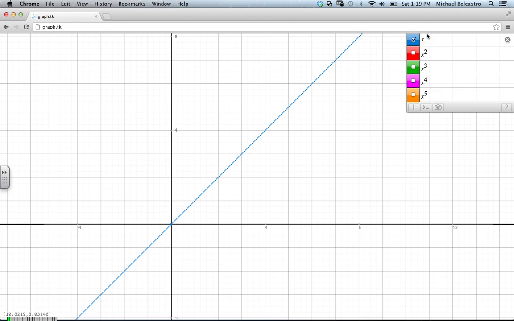First one's just a linear function. This is x to the power of 1. If you notice, it's a straight line going through the origin. All of these will go through the origin, okay, because I haven't added anything else to them. We're used to seeing a quadratic function. It has 1 turn, okay?